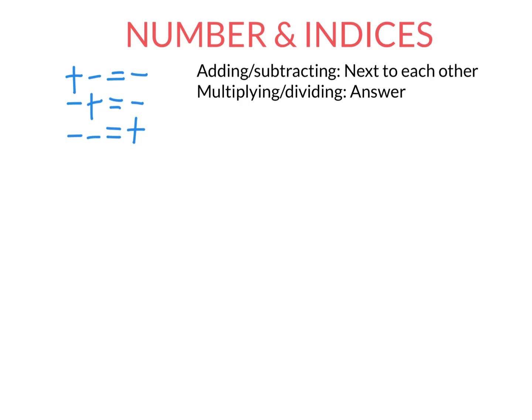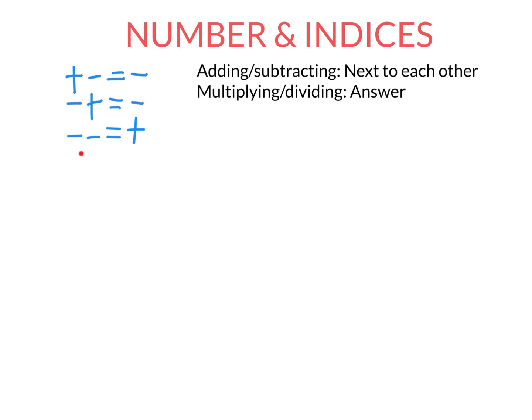Thank you so much for tuning into this video in which we will look at number and indices. So let's start by looking at operations with directed numbers. Directed numbers are when we're just thinking of numbers as positive or negative. We need to be able to first add, subtract, multiply, and divide negative numbers.